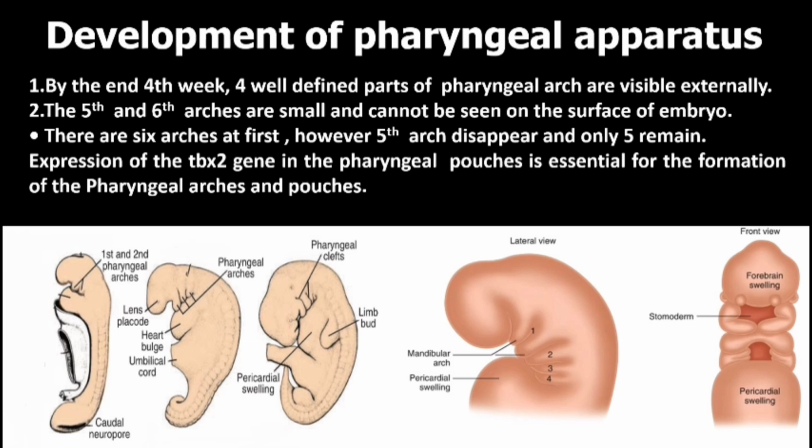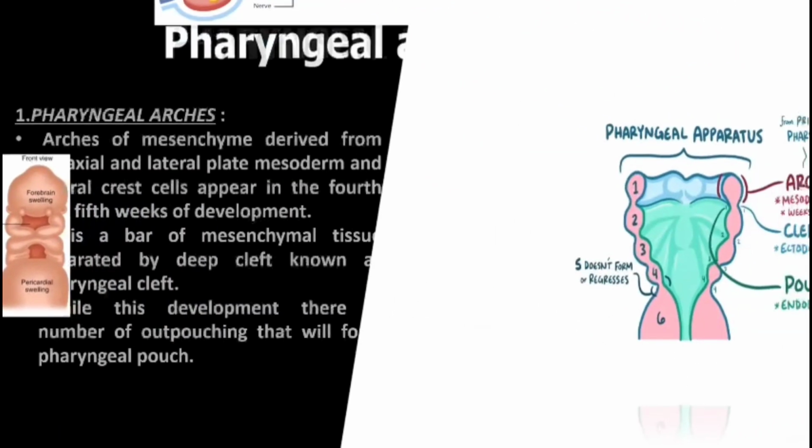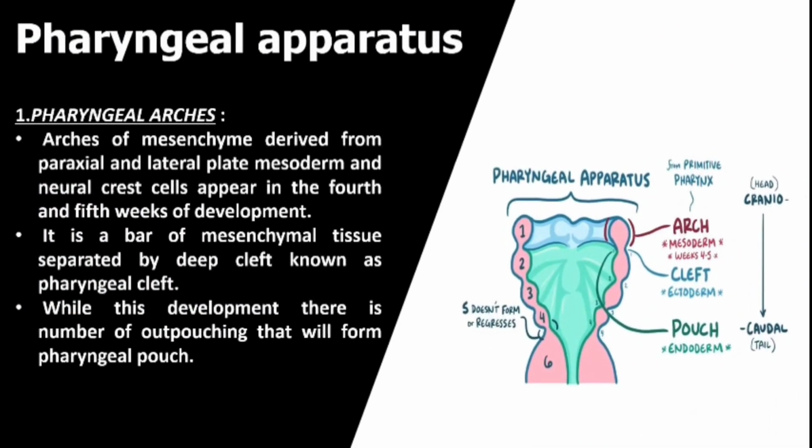Expression of TBX1 gene in the pharyngeal pouch is essential for the development of pharyngeal pouch and pharyngeal arch. Now moving toward the pharyngeal arch, it is derived from the paraxial and the lateral plate mesoderm and neural crest cells that appear during the 4th and 5th week of development. It is a bar of mesodermal thickening that is separated by a cleft that is known as pharyngeal cleft, which is here shown in the outward section.